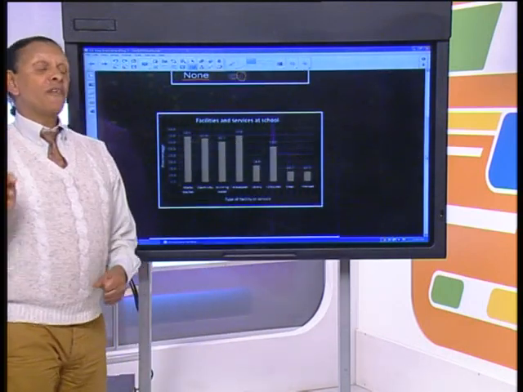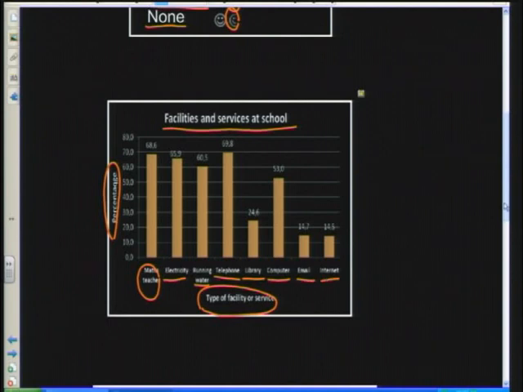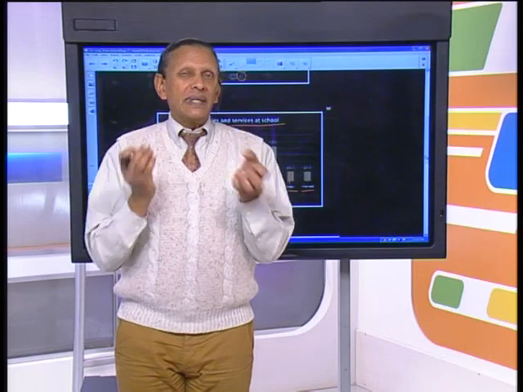Right, now I want you to look at the following graph. It talks about facilities and services at school. If you look at the graph here, you will see on the vertical axis we have percentage. On the horizontal axis, we have type of facilities or service. Then we have mathematics teacher, electricity, running water, telephone, library, computer, email, internet. And then there are these bars. Look, this one is the tallest one. This is maybe the shortest one. So all these bars.